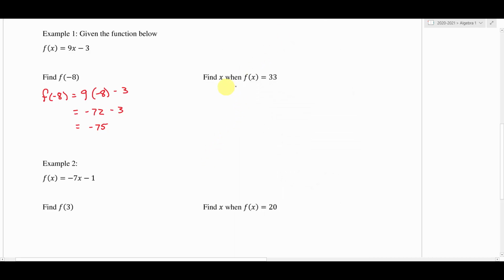Okay, all right, now let's go over here. So this time they gave us the output, right? So when we write out our function, right, our function is f of x equals 9x minus 3.